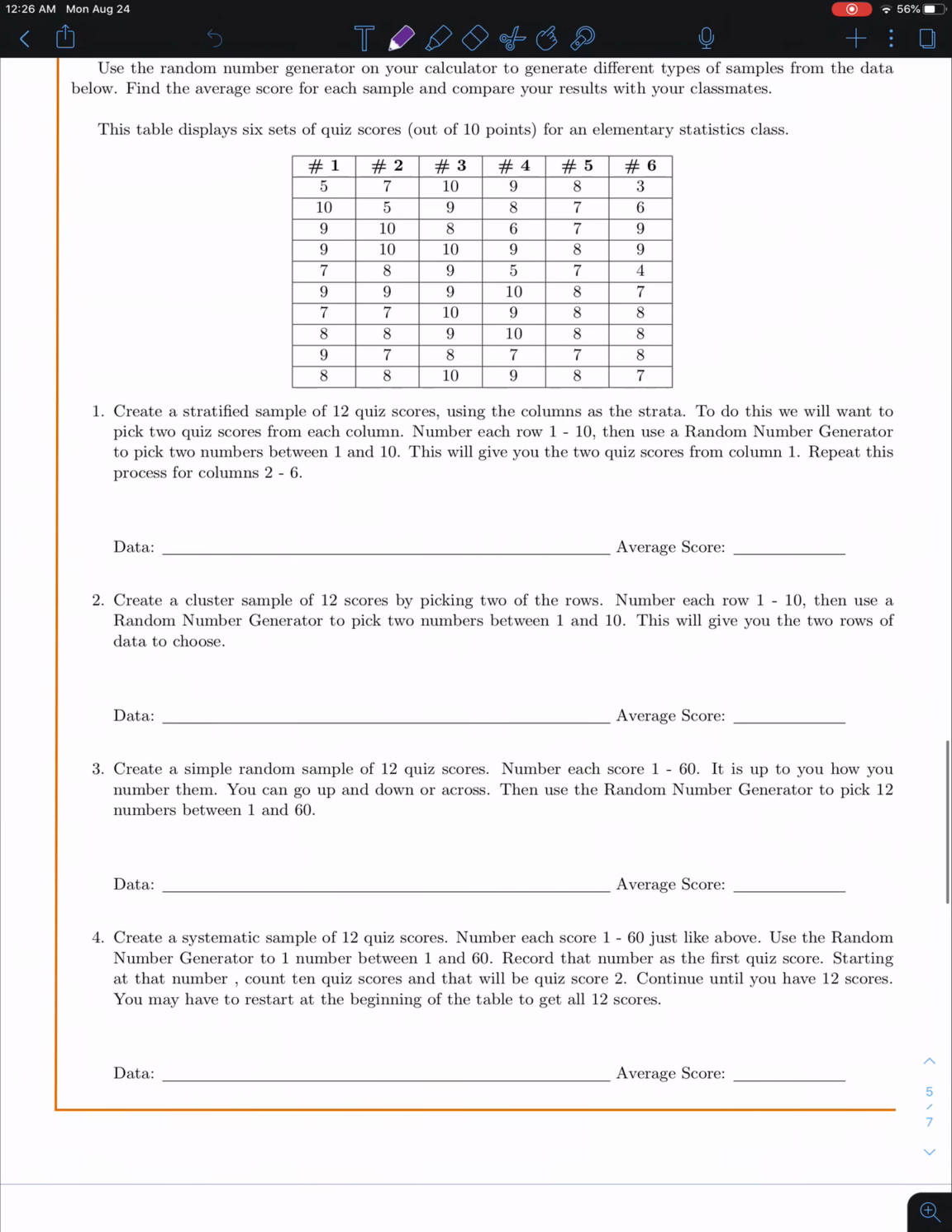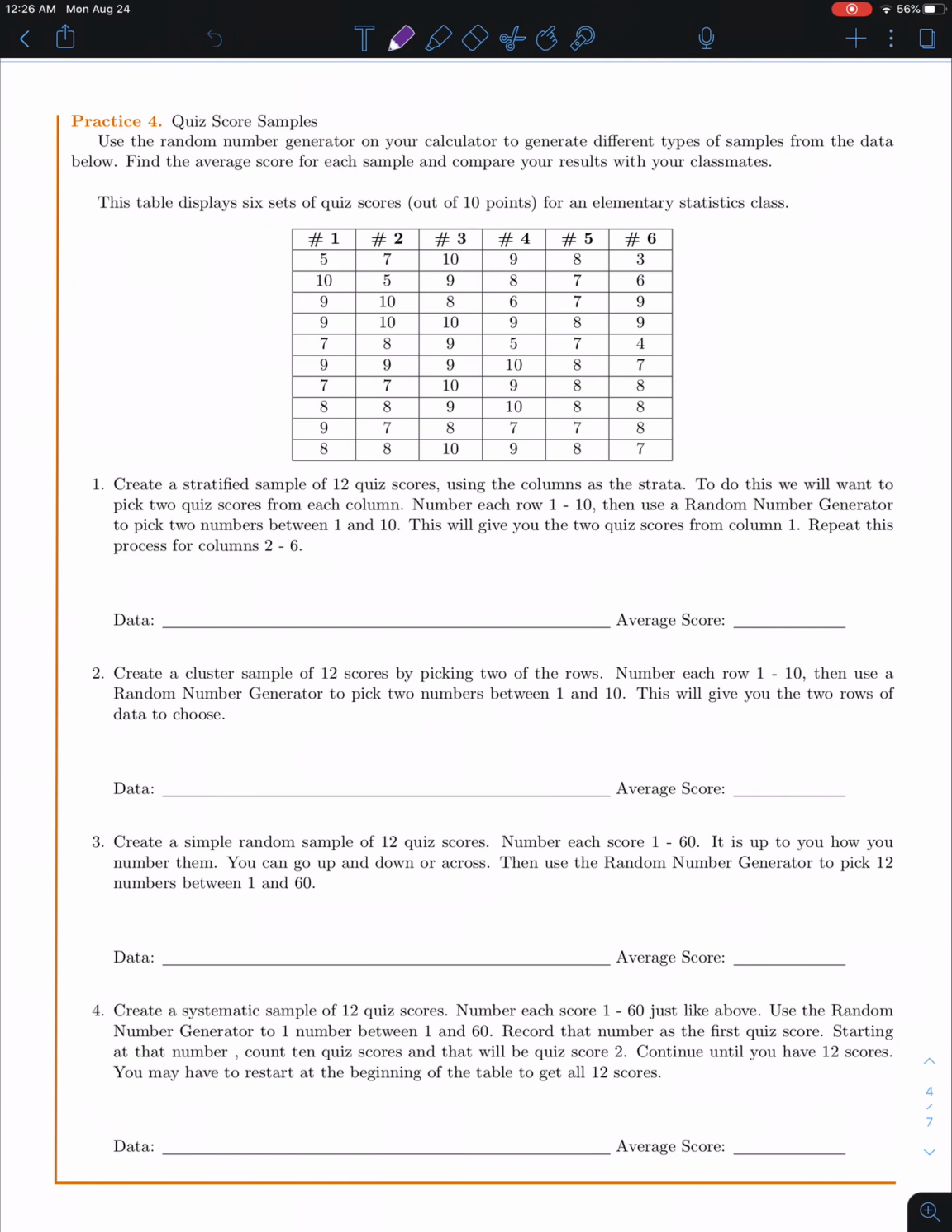There's a bunch of different practice problems, and these will be available for you to do in the collaboration space. So fill a couple of these out so that we can hopefully have answers to all of them and check each other's work.